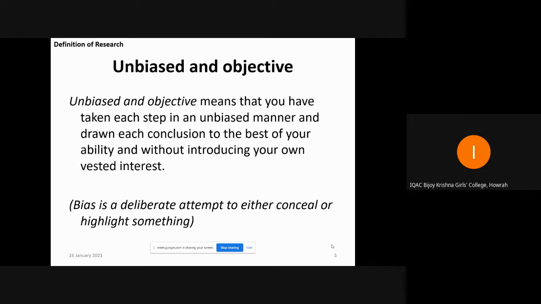And this is unbiased and objective. Unbiased and objective means that we have taken each step in an unbiased manner and drawn each conclusion to the best of our ability and without introducing our own vested interest. This is a very, very important part, that is, being unbiased and objective.